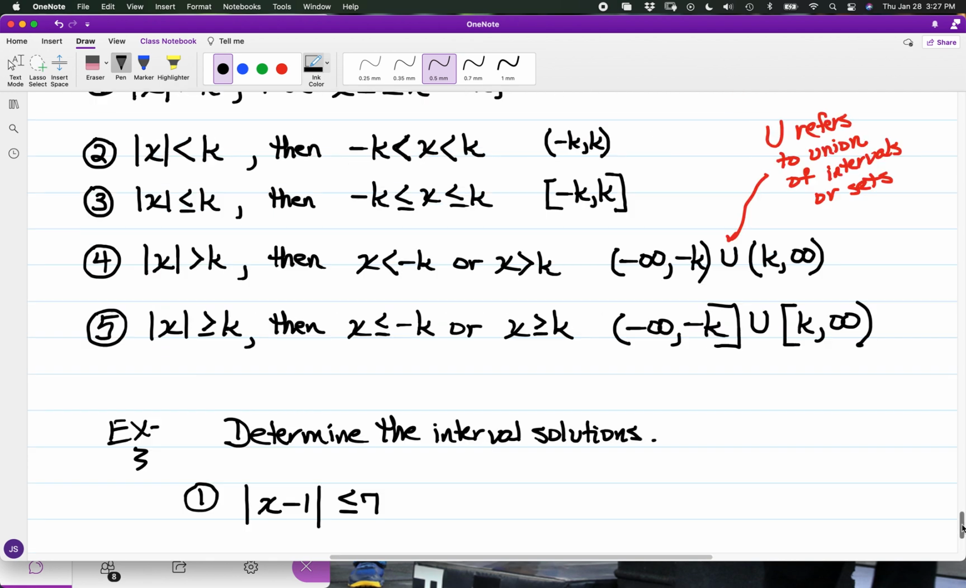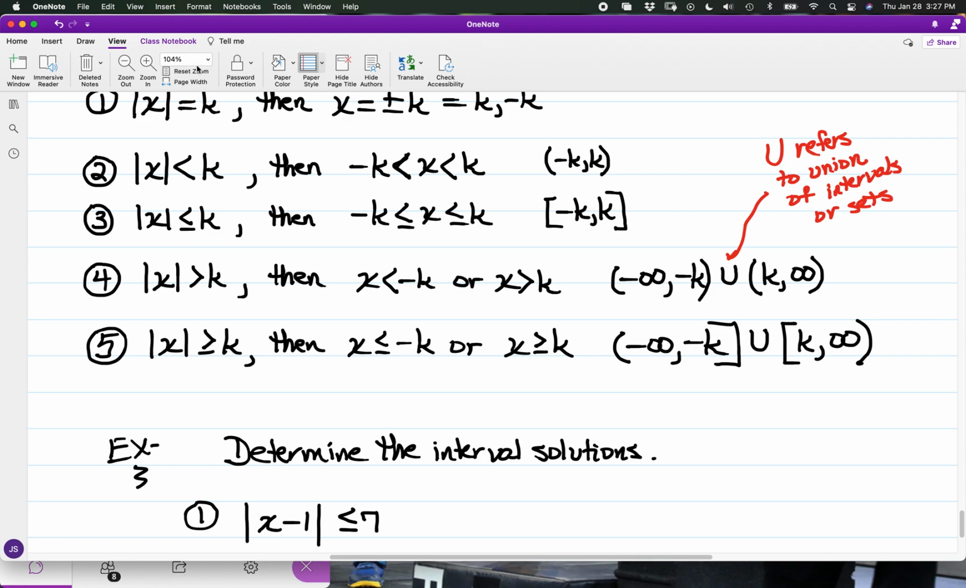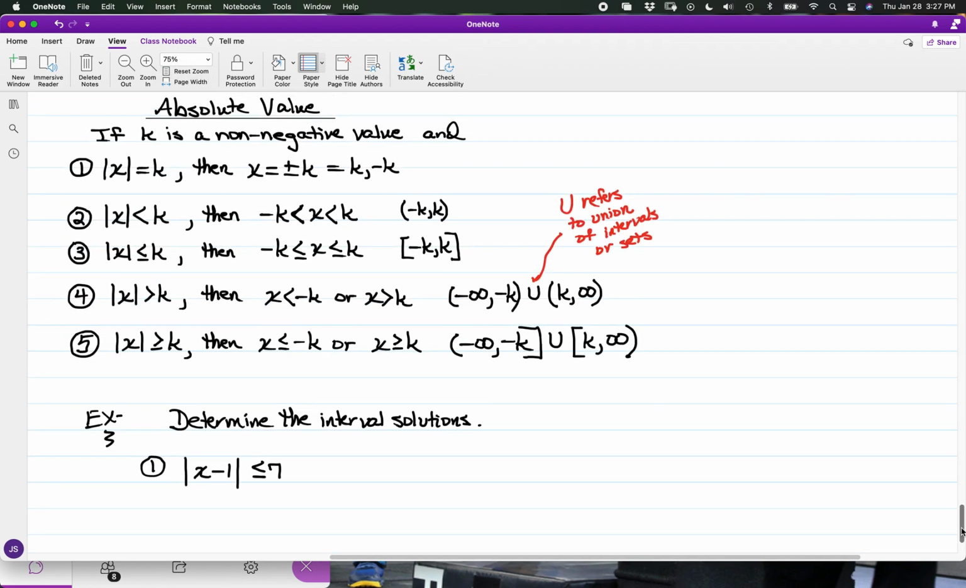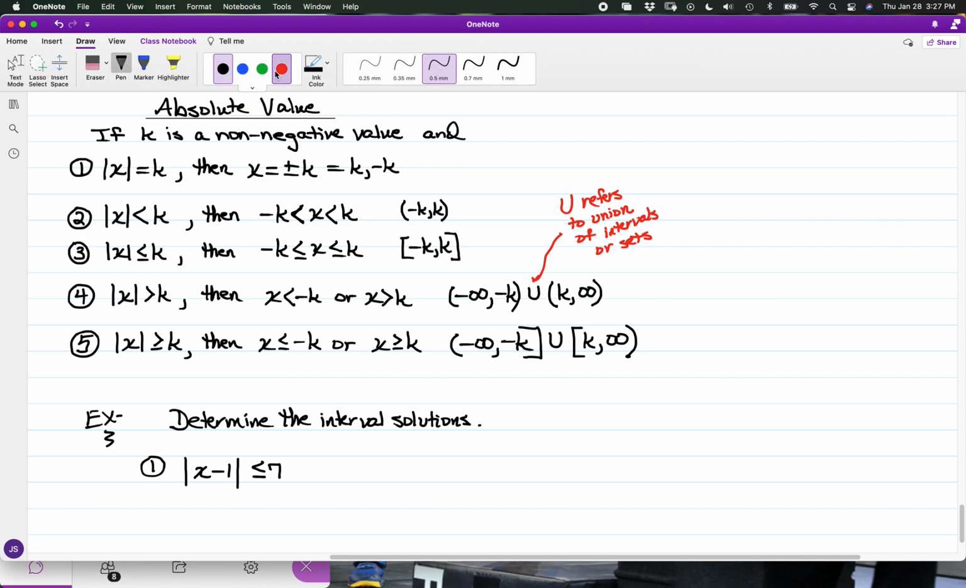Okay, so for your cases here, for the absolute value of x minus 1 is less than or equal to 7, you have the absolute value term by itself and the constant on the other. Now k is 7, and 7 is non-negative. And the absolute value of x, again, we have represented by the absolute value of x minus 1. And in terms of how these quantities relate, this statement is going to apply for the third case.